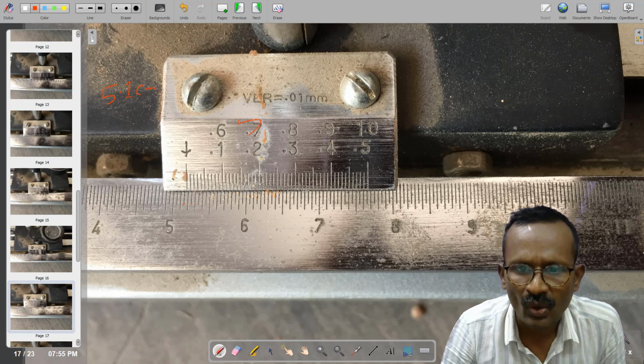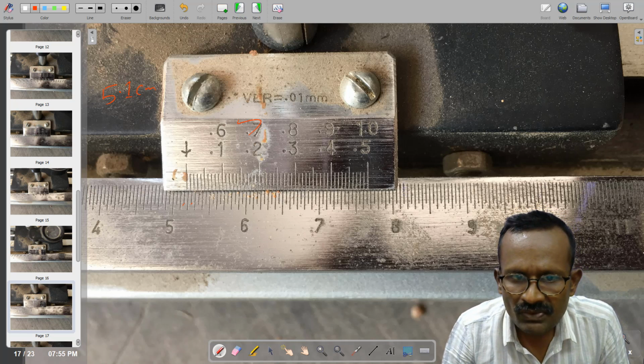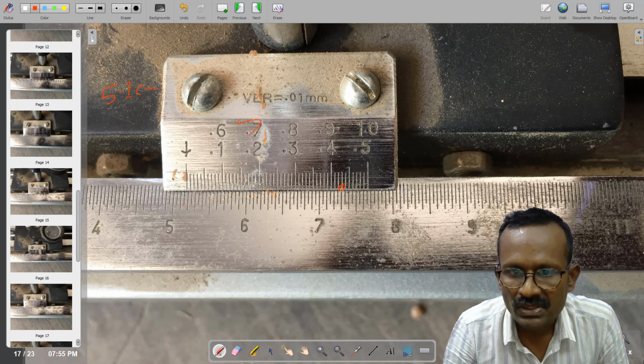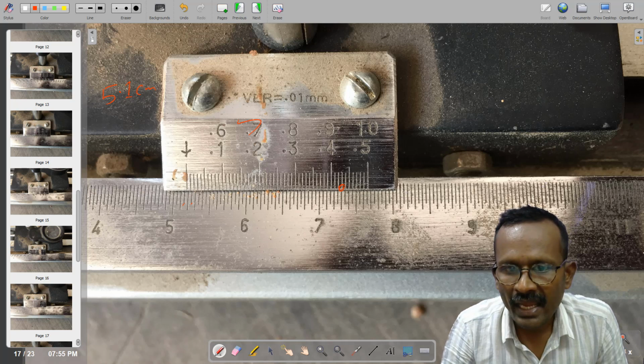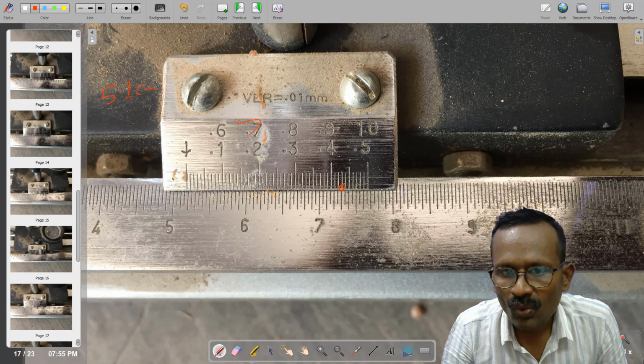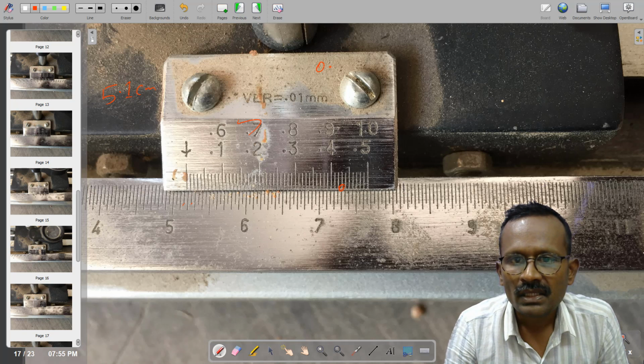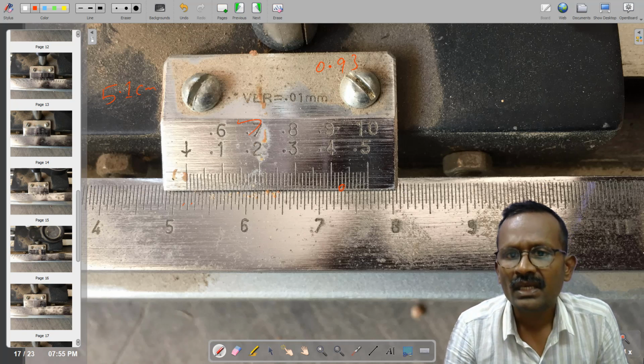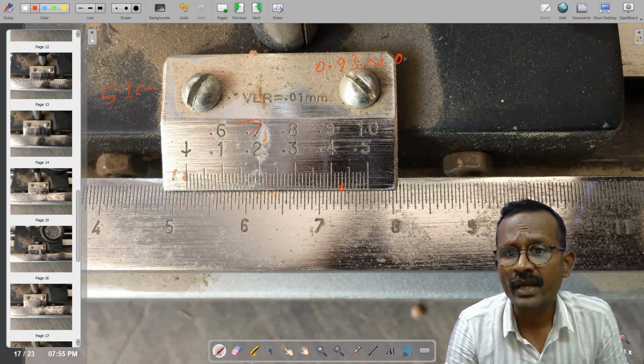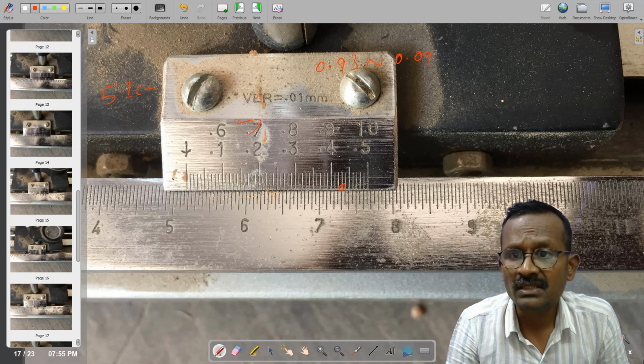Now you go for the coincidence. Which number, which line coincides with this one? I think this is the one that coincides. This is 0.93. This should be considered as 0.093 centimeter.